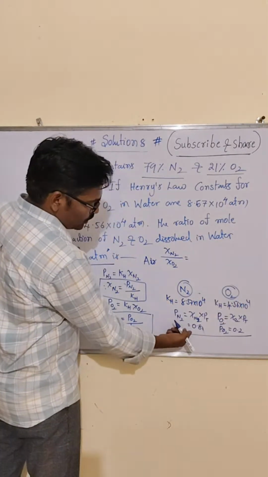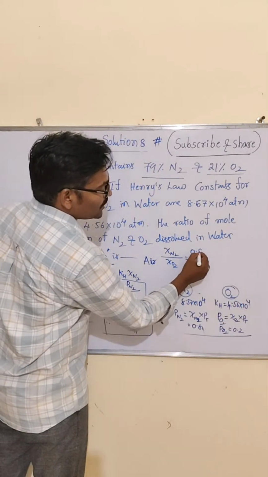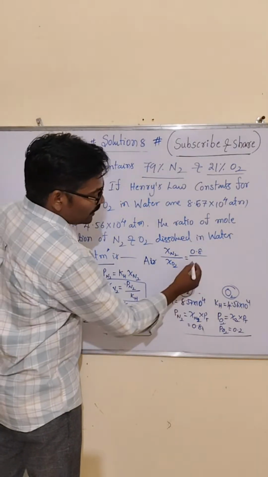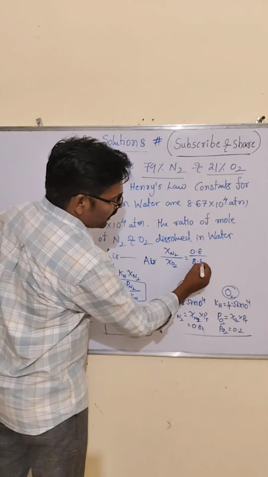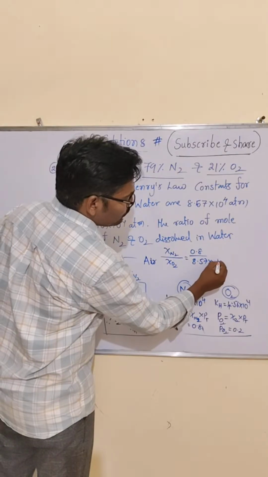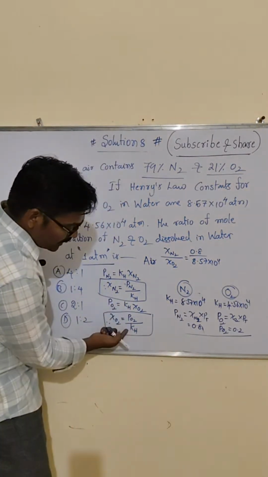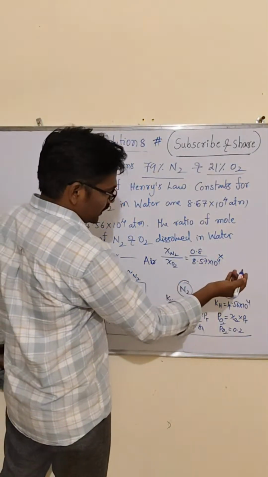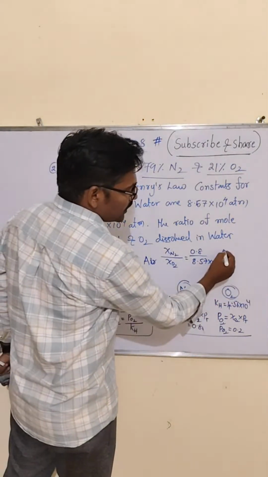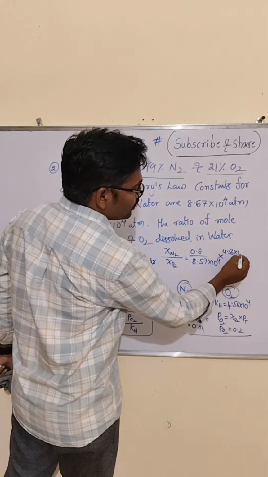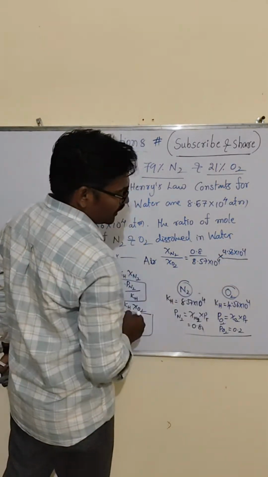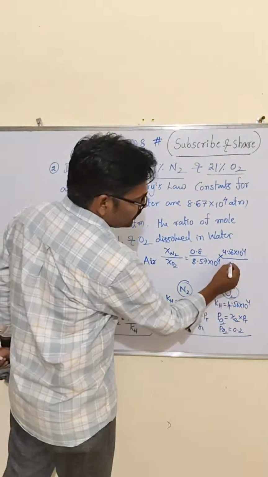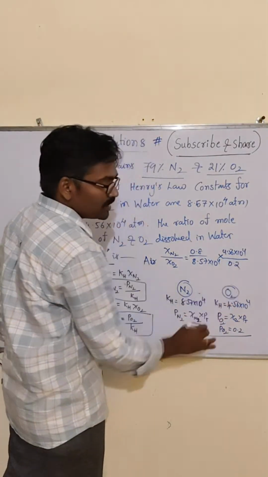Then the partial pressure of N2, what will it be? 0.8 divided by the KH value, 8.57 into 10 to the power of 4. Then divided by this one, so that will go up. When it is reversed, the KH value of this is 4.56 into 10 to the power of 4, then divided by the partial pressure of oxygen, 0.2, right?